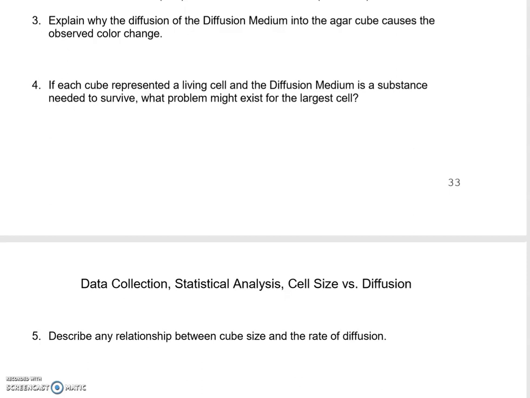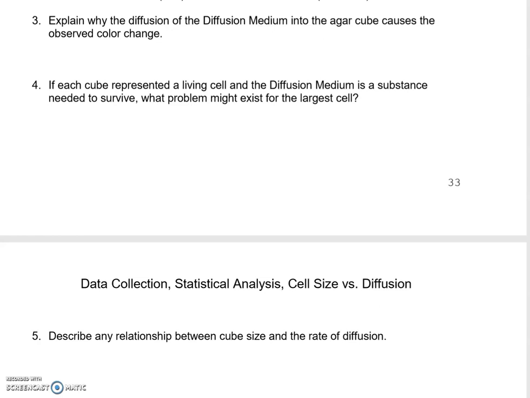So on number 3, I sort of gave you a hint on why the diffusion medium changes the color. It's because we're putting a pH indicator in there, and vinegar is an acid, and so it changes the pH of the agar cube, and that changes the color because the pH indicator shows the change in the pH.